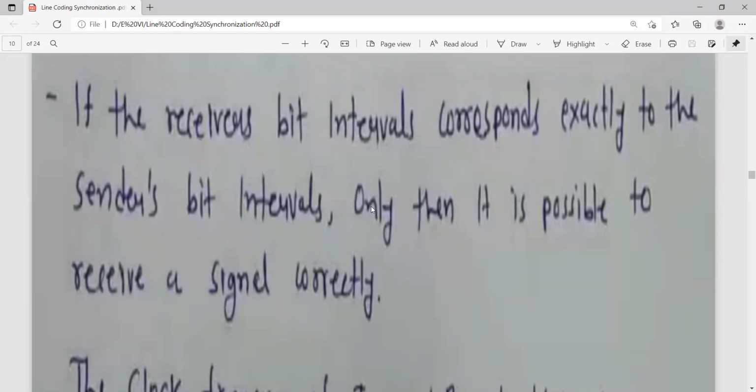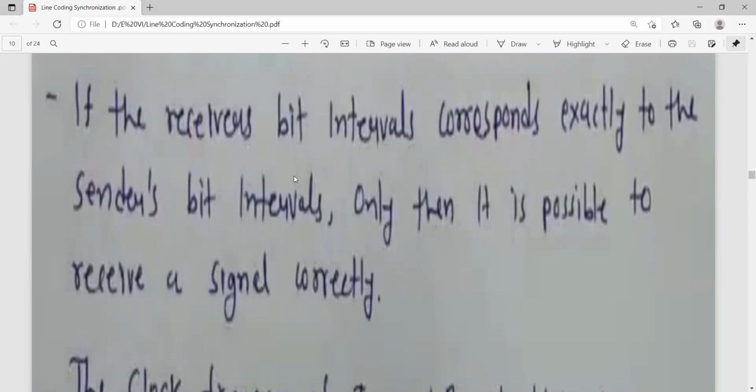So if the receiver bit intervals correspond exactly to the sender's bit intervals, only then is it possible to receive a signal correctly. That means there is no deviation between the clock widths of the sender and the receiver. This is generally known as the synchronization of the clock. However fast the clock is, and however fast the signal is being sent, the receiver is able to receive at the same speed.